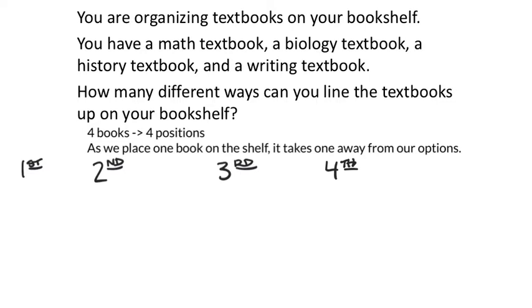Okay, so if I wanted to create a tree diagram from this, I'll just go in order here. What do we got? We've got a math textbook, which I will show with just the letter M. Biology will be B. History will be H. And then writing will be a W. But again, I'm going to start with my math textbook.